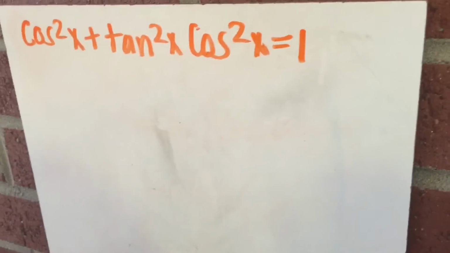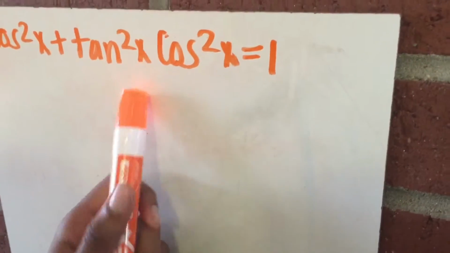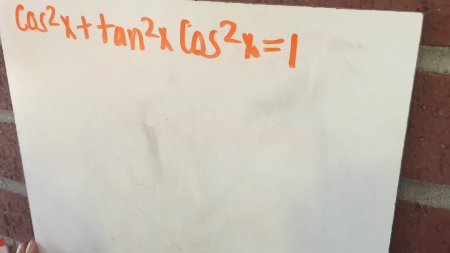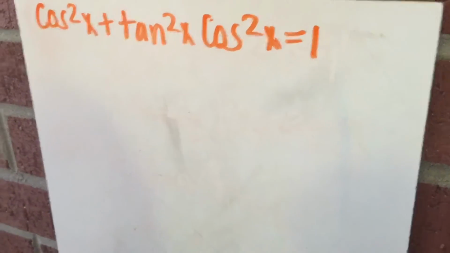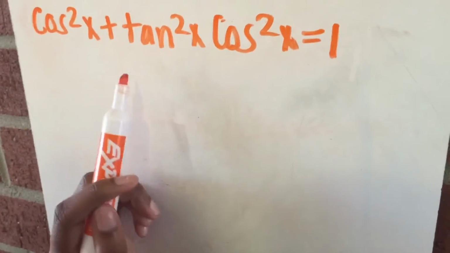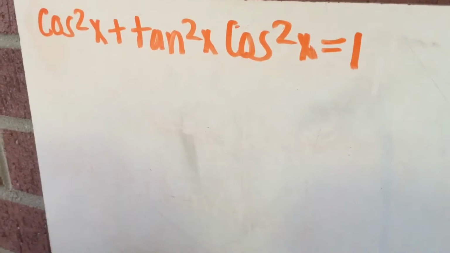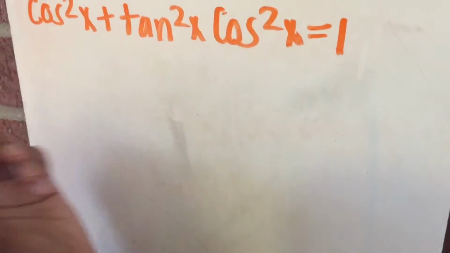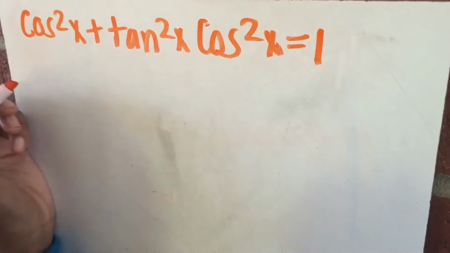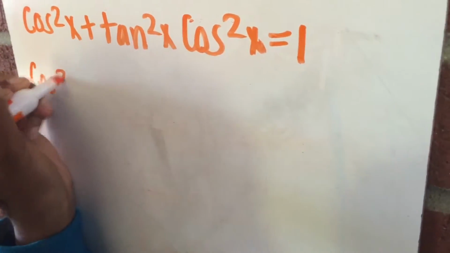For our original problem, we have cosine squared x plus tangent squared x times cosine squared x is equal to 1. Now we're going to start on the left side because that is the most difficult. Now from here, we have to identify which will be common between the three. I'm going to use the quotient identity for tangent squared x, and I'm going to bring the rest down, which will be cosine squared x.